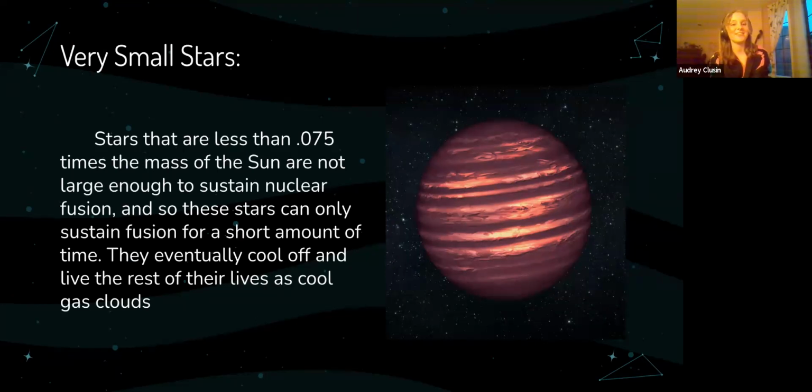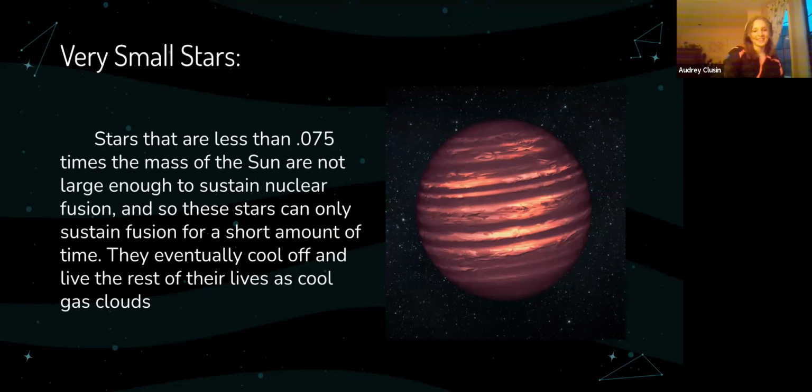But yes, this one's a brown dwarf. Basically, what that means is that the star doesn't have enough gravitational energy and doesn't have enough hydrogen and mass to sustain nuclear fusion. So these stars can't sustain fusion for as long. They're really tiny, and they don't even explode or anything because they don't have enough energy. They just cool off, and they live the rest of their lives as cool, cold clumps of gas swirling around.